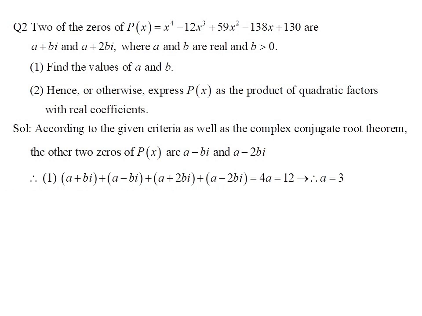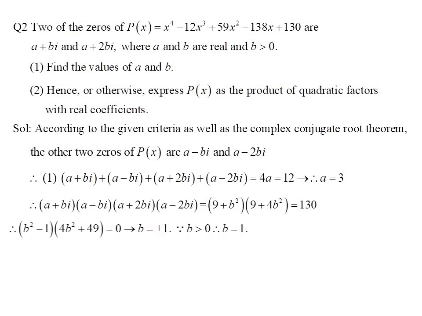According to the relations of polynomial zeros and its coefficients, the sum of all zeros equals 12. So we find that a equals 3. Since the product of all the zeros is equal to the constant term of the polynomial, which is 130, we back substitute the value of a into the equation and then calculate the values of b that are 1 and -1. Since b is greater than 0, b equals 1.